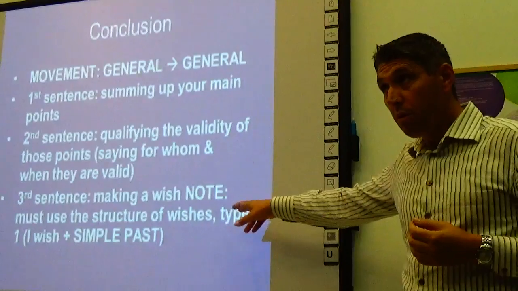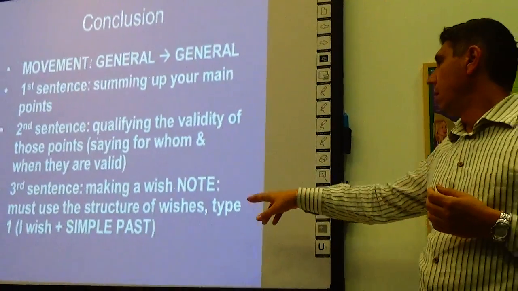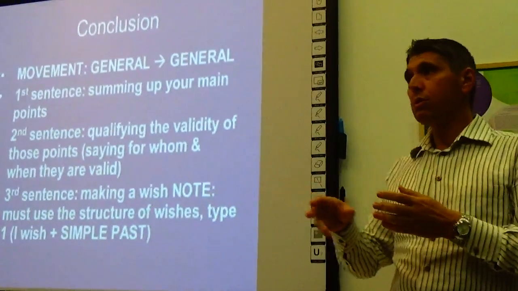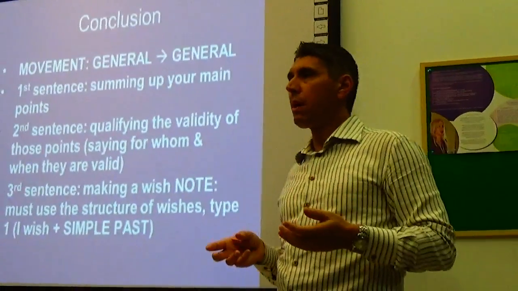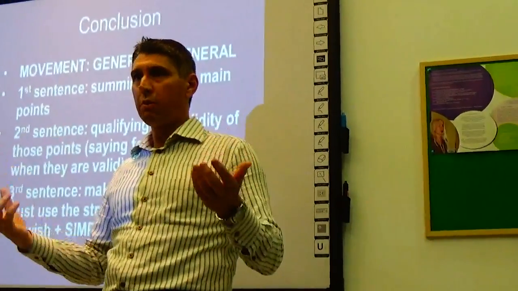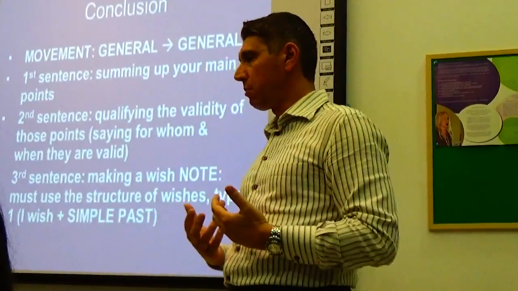And if you do so, make sure that you use the appropriate structure for wishes. So you need a wish type 1, which is I wish plus simple past. I wish people realized that that's what we need to do from now on. I wish people became more responsible.